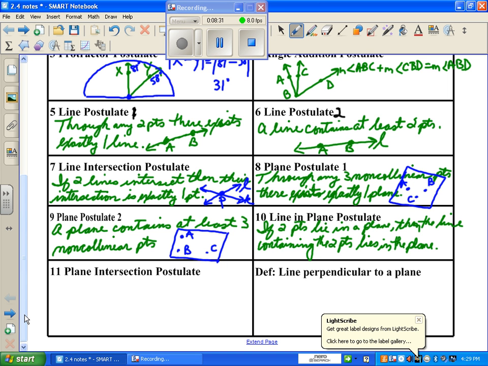If you have 2 points, call them A and B, and they lie in a plane. Here's our plane. Let's call it capital script plane M. So those 2 points lie in a plane. Then you know that if you have 2 points, there's exactly 1 line. So here it is, exactly 1 line. And that line lies in the plane. So if 2 points lie in a plane and 2 points make exactly 1 line, that line also lies in the plane.